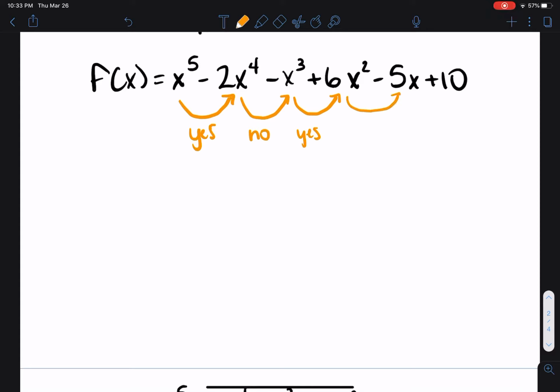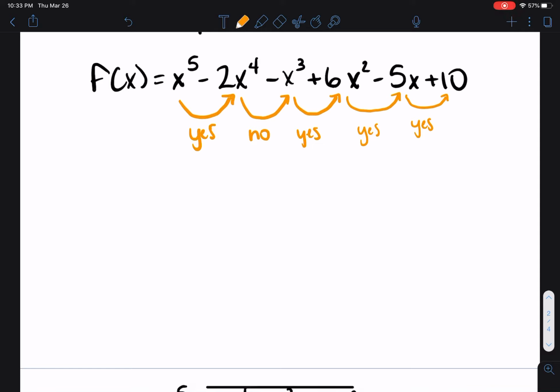From positive 6x squared to negative 5x, we also change the signs. And from negative 5x to positive 10, we changed our signs. So we went from a negative to a positive there. So we changed our signs 4 times.